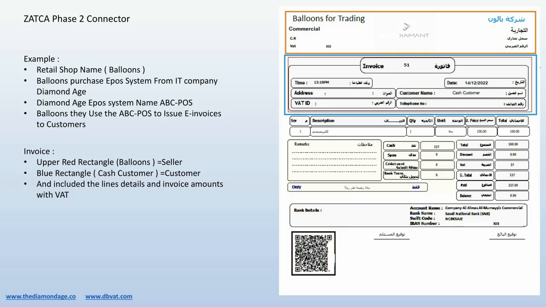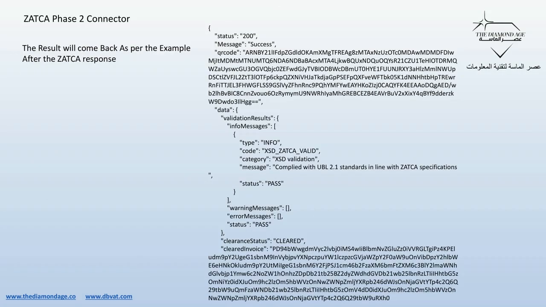So balloons, they are a retail shop. They are doing sales invoices or electronic invoices. Once you issue the invoice, the system will generate the QR and the XML file to dbvat through an API. Then the API will communicate with the ZATCA server until it gets the response from ZATCA as per this slide. This is the status or the result which is coming from the API after submitting the invoice or the transaction or the order to the ZATCA server. I hope this is clear.